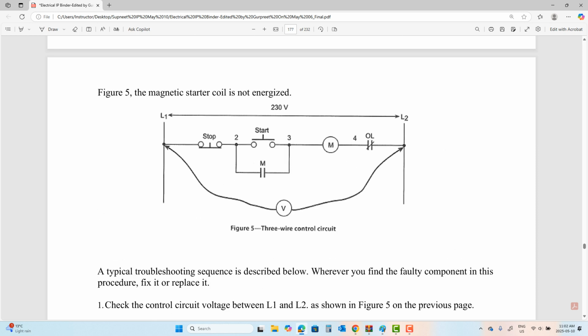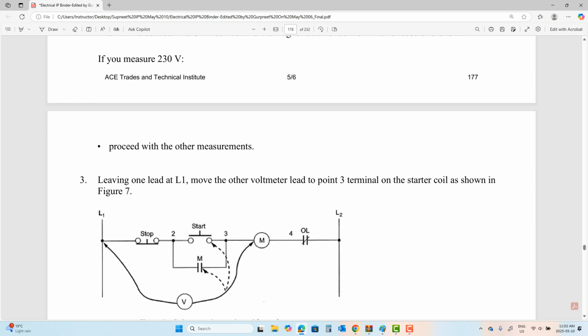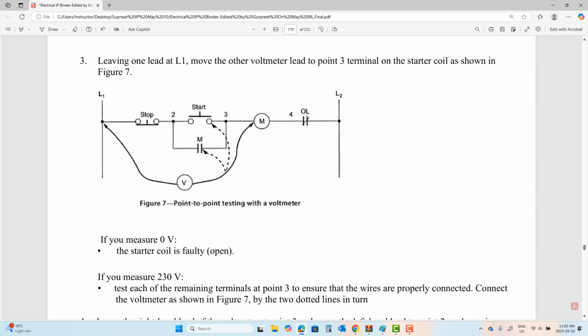Question for you guys. What will be my voltmeter reading on this schematic? Guys? 230. That is easy. What will be my voltmeter reading before the OL contact? Still 230 because OL is a closed contact. Keep going. What will be before the M coil? Coil is nothing but a piece of inductor. Still 230. Okay, keep staying with me.